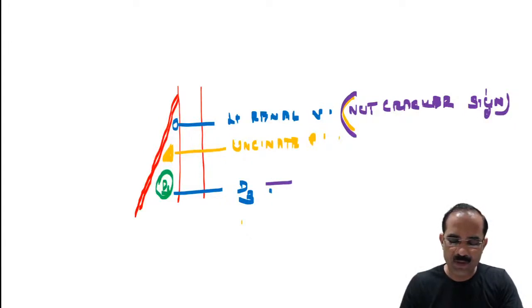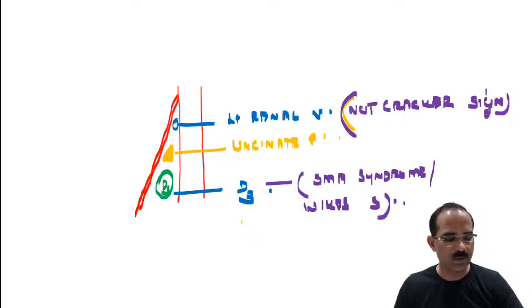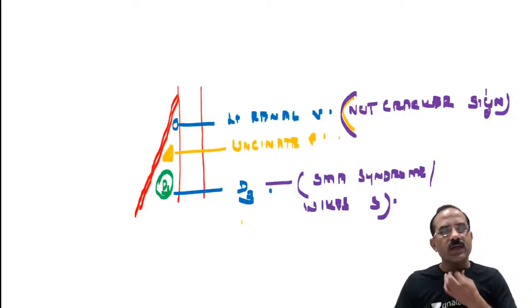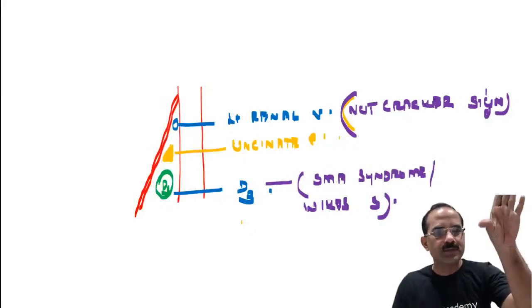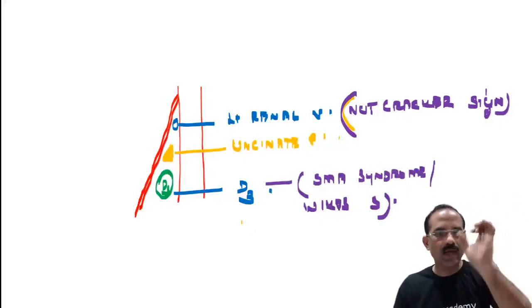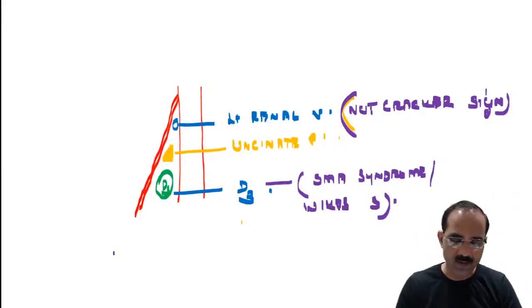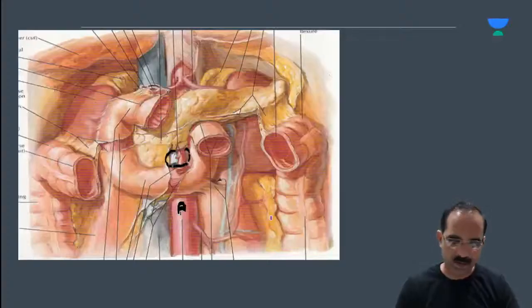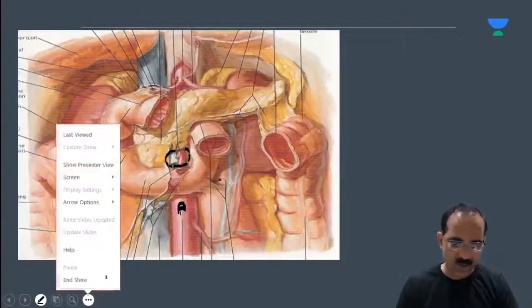And what is this compression of this third part of the duodenum? This is known as the SMA syndrome. Or this is also known as the Wilkie syndrome. SMA syndrome or Wilkie syndrome. Clear, students? So I'm done with the head of the pancreas, the neck of the pancreas, and the uncinate process of pancreas. Okay, I'll just jot this down for you.